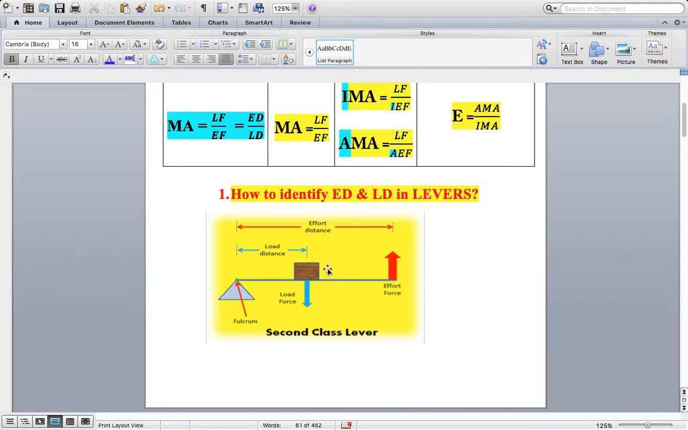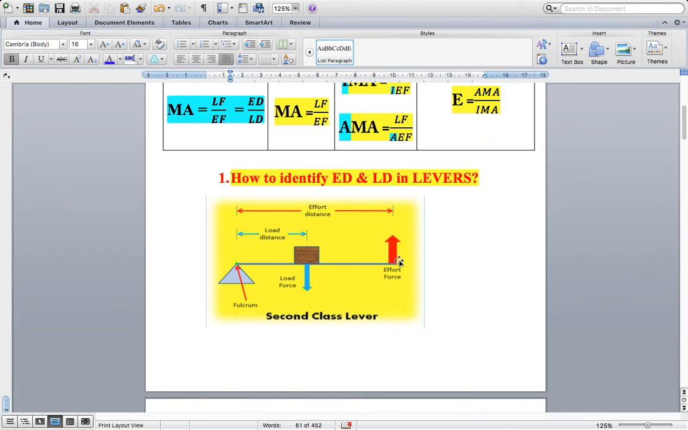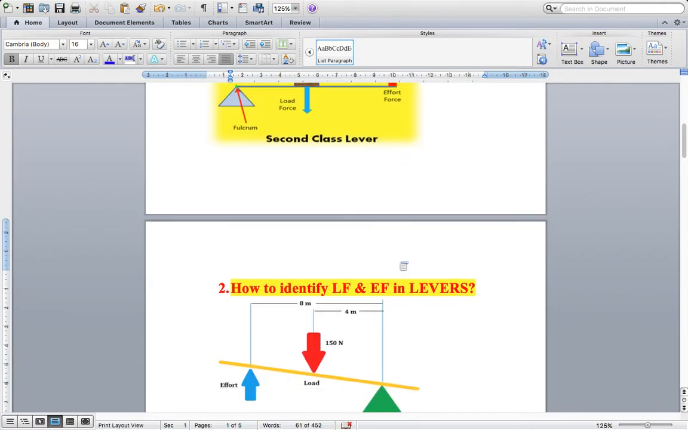And load distance is the distance of the load from the fulcrum, or the fixed point. It will be 2, 4 or 3 meter. It can be meter, it can be centimeter. So please be careful with the units. If they give you meter, you have to put the values in meter. If they give you centimeter, you have to put the values in centimeter. So be careful on that.